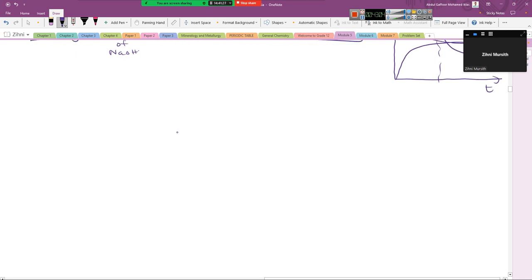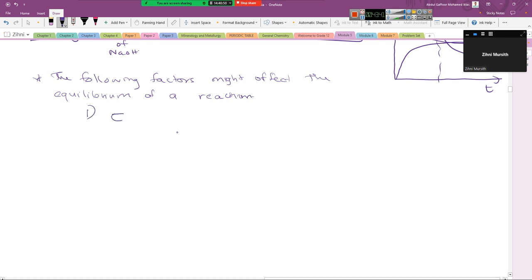Right. So some factors might affect this chemical equilibrium: concentration may affect, temperature may affect, and pressure, right? If you want, you can write this down as a note. The following factors might affect the equilibrium of a reaction. The first one is the concentration of reactants and products.